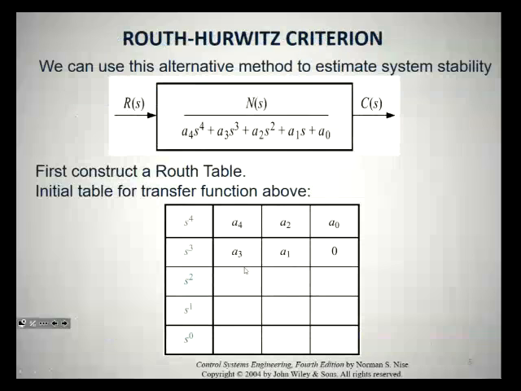So one of the other methods is to use this Routh-Hurwitz criterion, which is a little bit complicated, but it's a standard table and you just fill in the values and then analyze whether or not your system's stable or not. So this is the equivalent closed loop system being converted to an open loop system.